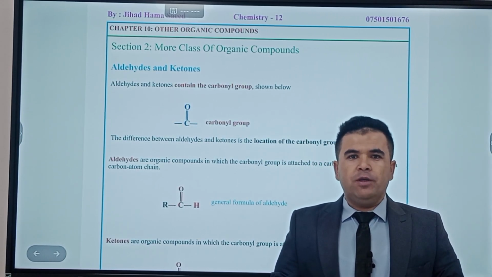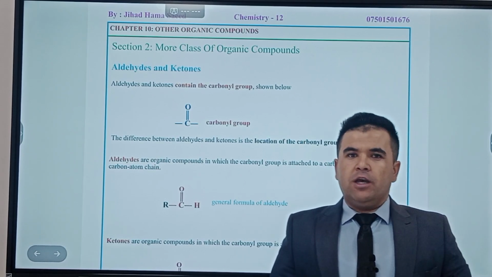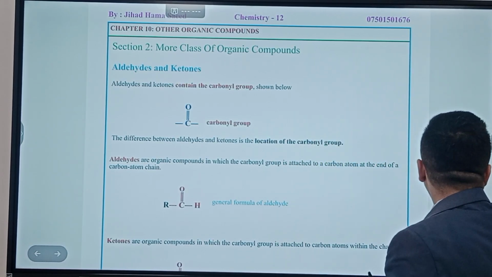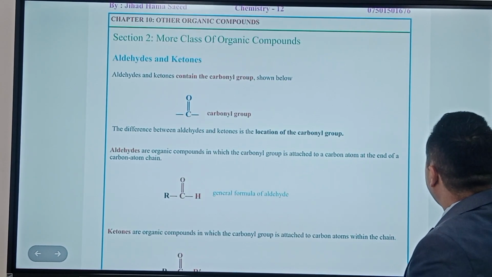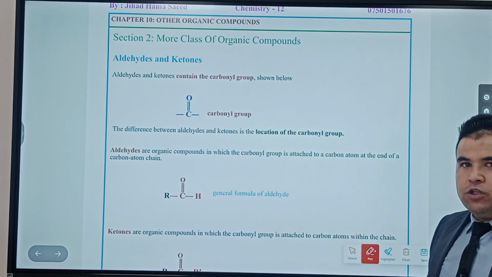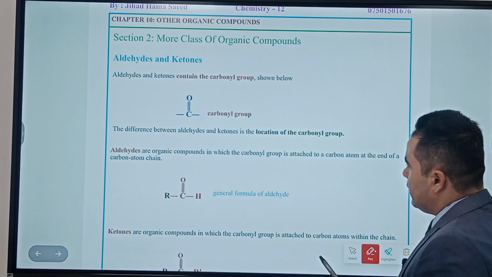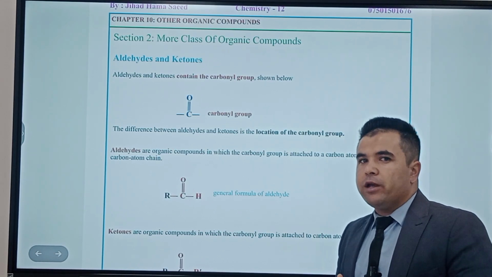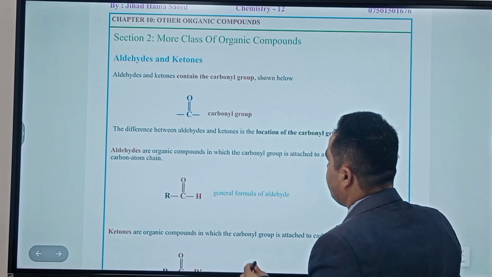In this session we'll be talking about the second section of chapter 10, which is about the other organic compounds. More organic compounds. First we'll be talking about the aldehydes and ketones, which are responsible for the odors. Let us talk about the functional group of the aldehyde and ketone. Why do we talk about both together? Because they have similar functional groups to each other.